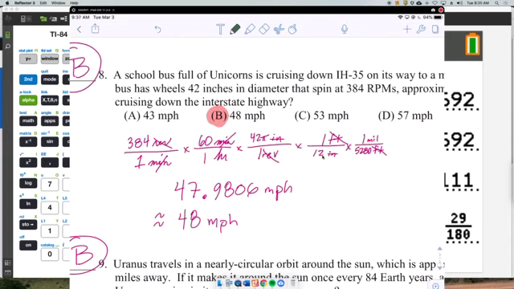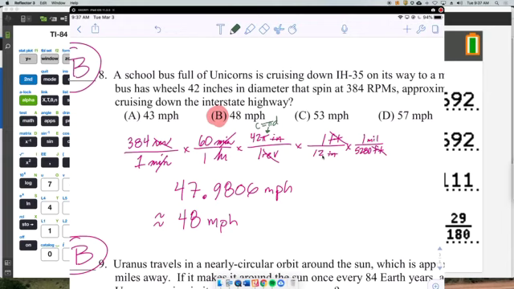So now we need to get from revolutions to what? Miles. So here we go. Revolutions in the top, so I put it in the bottom. 1 revolution is the circumference, right? This is the circumference. Circumference equals pi d. So it's 42 pi inches.